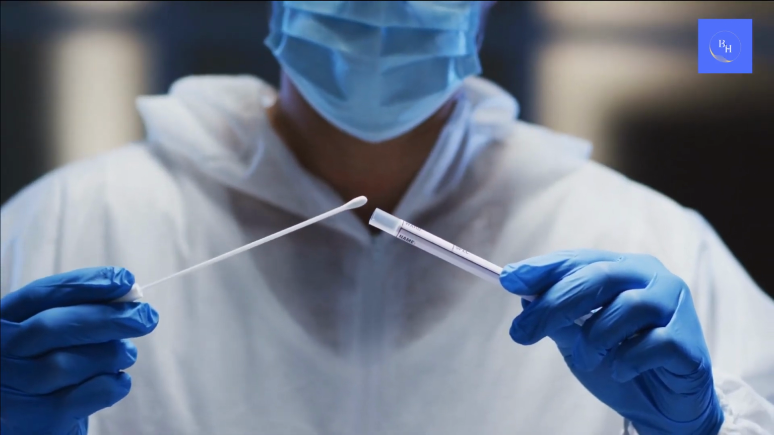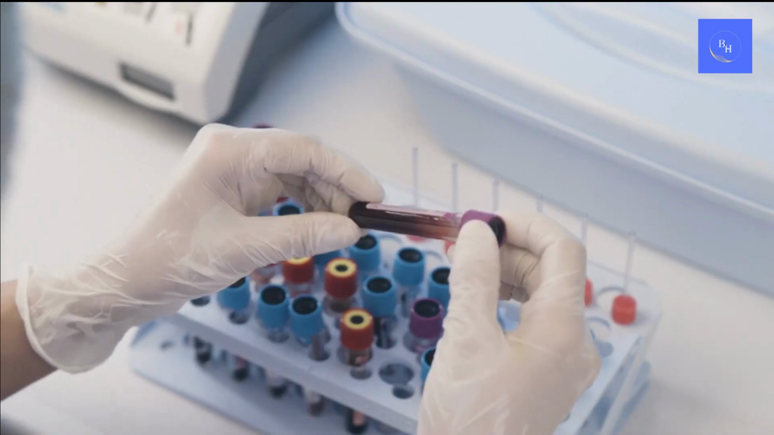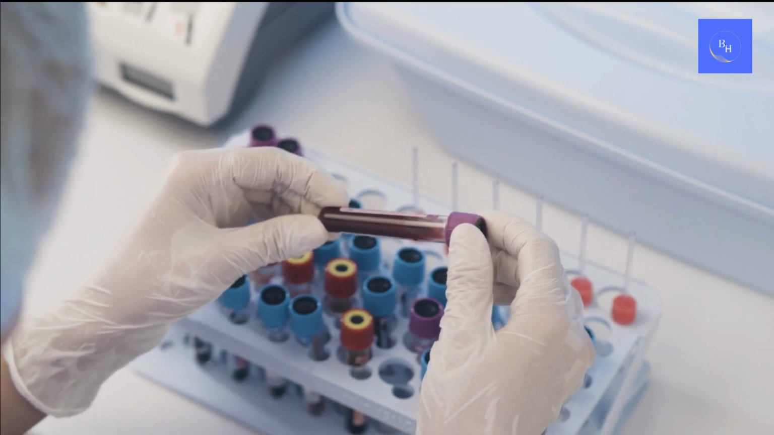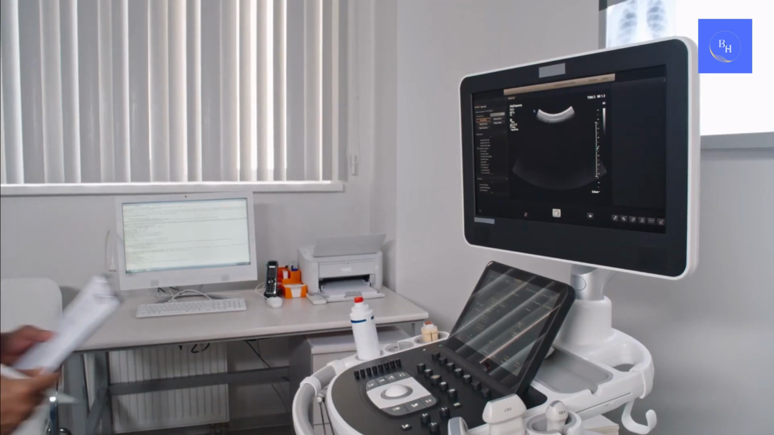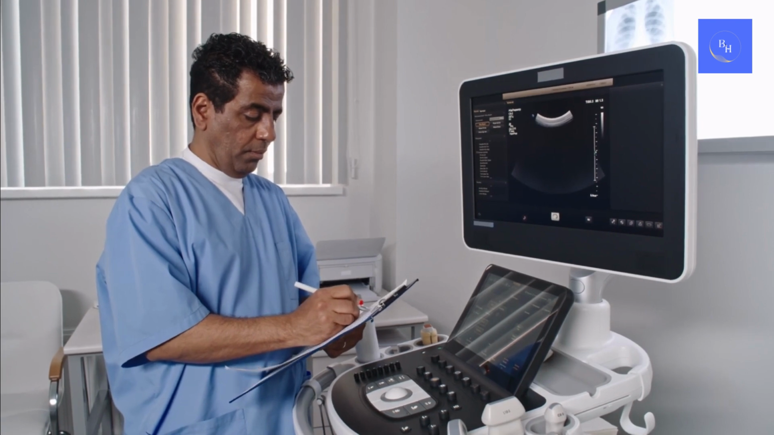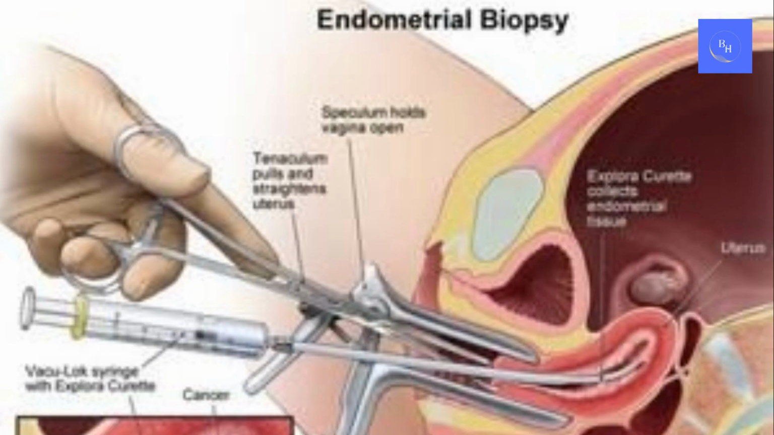Blood tests. Blood samples can indicate the presence of infection by detecting elevated levels of white blood cells or markers of inflammation. 3. Ultrasound. Transvaginal ultrasound may be used to visualize the pelvic organs. While it may not directly diagnose PID, it helps rule out other conditions and can detect abnormalities such as fluid collections or abscesses.